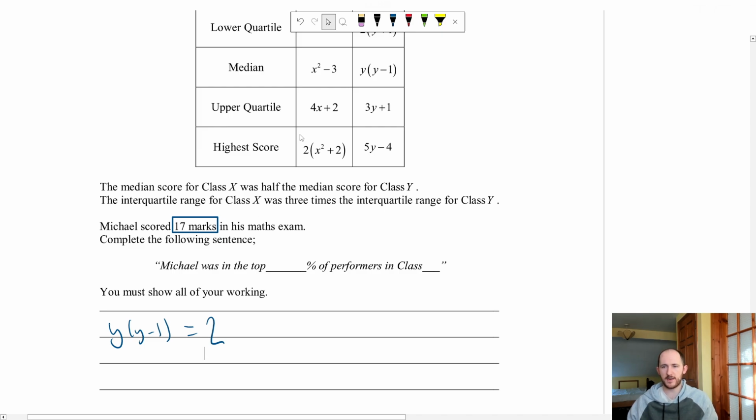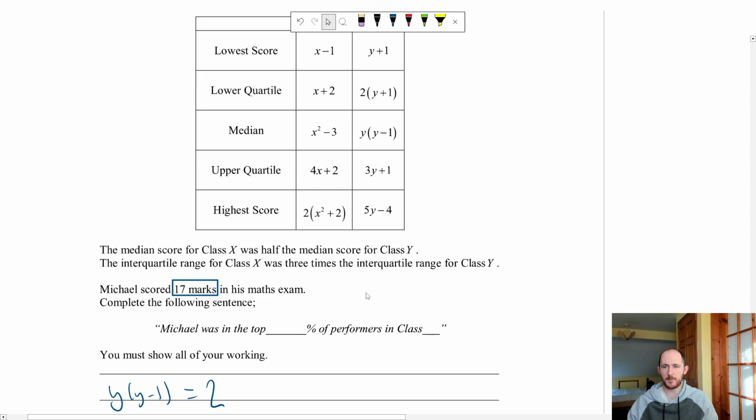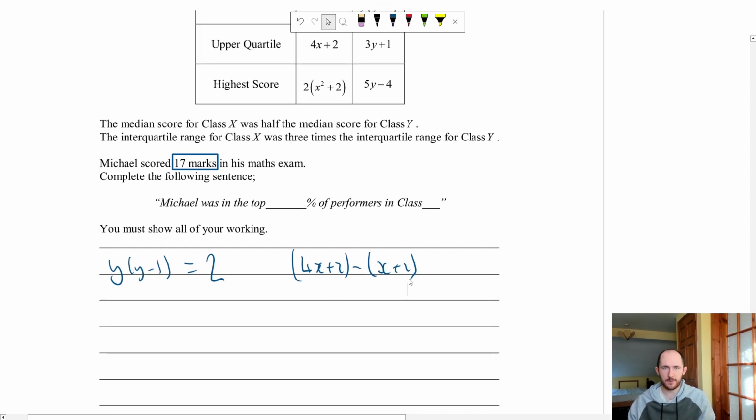So the interquartile range for X would be the difference in the upper and lower quartiles. So 4x plus 2. And by the way, you need to use brackets for this, because some people would write this as 3x plus 4. Because what they do is they do 4x plus 2 minus x plus 2. No, you're minusing the whole thing. And that equals 3 times the interquartile range for y.